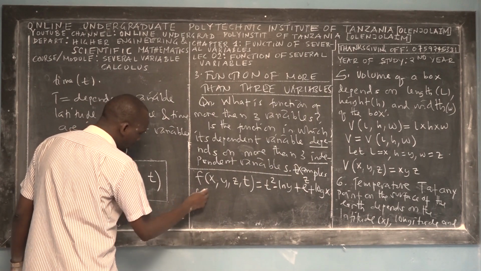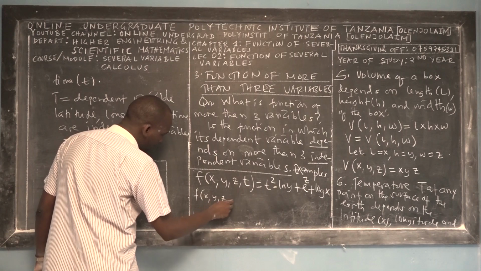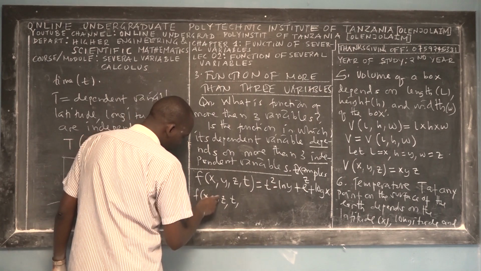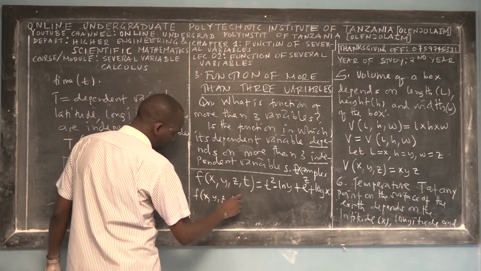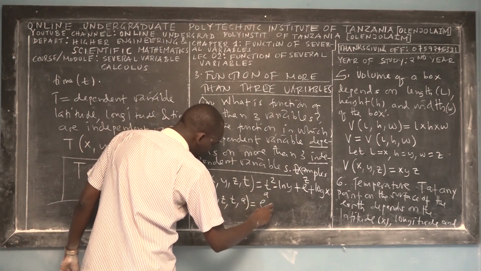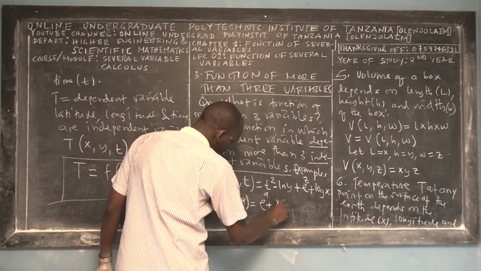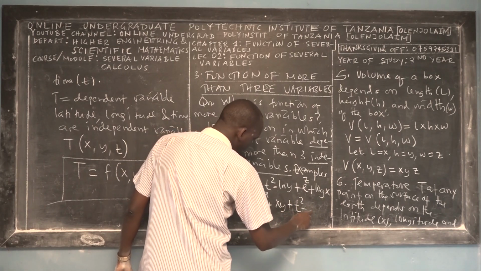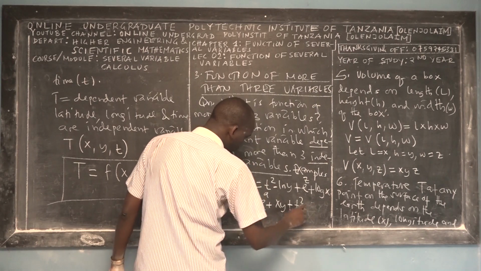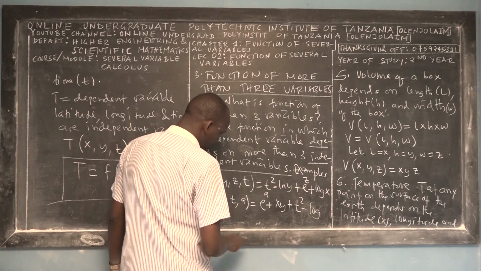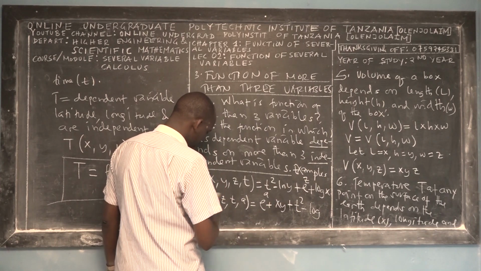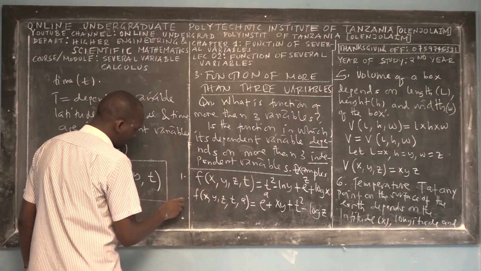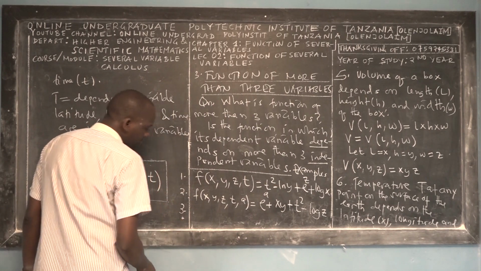We also have another function f which depends on x, y, z, t, and also some other variable away from x, y, z, t, possibly a. This is equal to e to the power a plus xy plus, let's say, t squared minus log of z. So this is the first example, this is the second example.